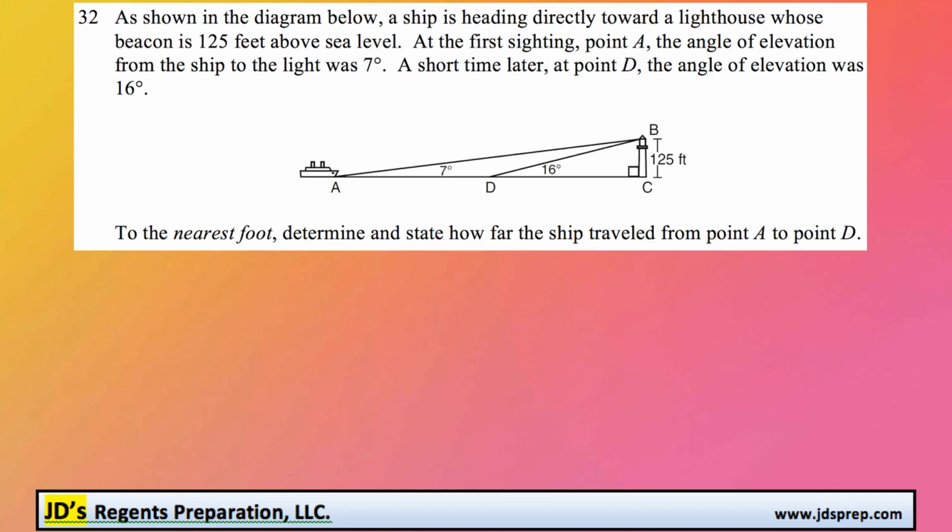This is question number 32 from the August 2015 Geometry Regents exam. Long story short, in this problem, we're trying to find the distance between points A and D, this distance here. So we're going to be using some trig identities to help us.